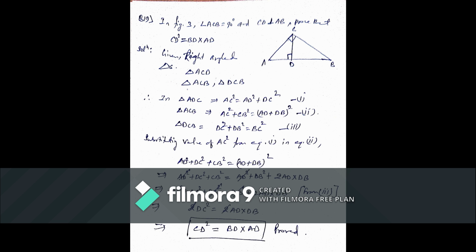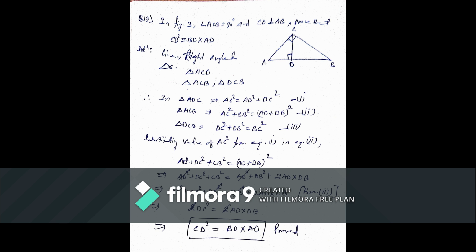So here we are getting on the left hand side twice DC square is equal to twice AD into DB. Correct? So 2 will get cancelled, and we are able to find out that CD square is equal to BD into AD. So simply by utilizing the Pythagoras theorem, we have solved this question. We should be aware that hypotenuse square will be equal to perpendicular square plus base square. The same theorem is being utilized here, and by that we have proved this one.